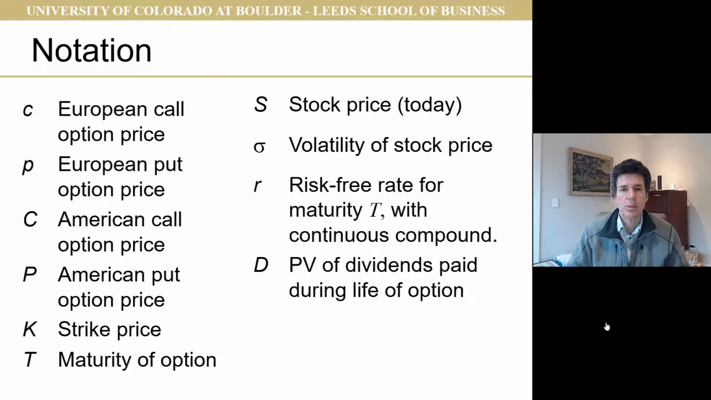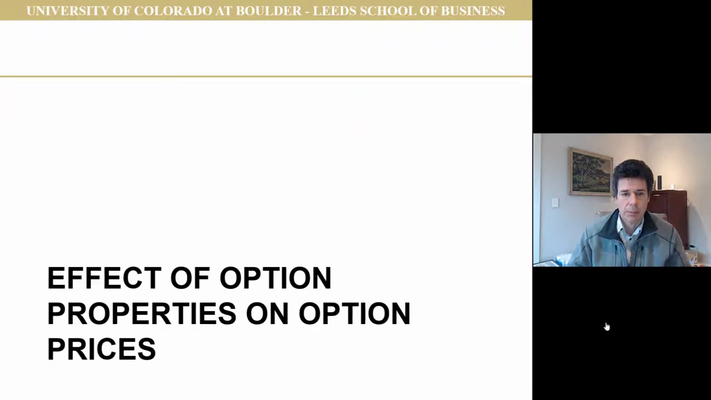R is the risk-free interest rate, and D are the dividends being paid prior to the maturity of the option. Okay, first we're going to look at effects of option properties, various things that have to do with the option. In that list before, that would be the strike and the maturity. So what happens to option prices when we look at different options with different strikes and different maturities?